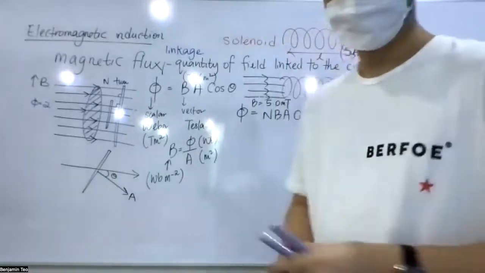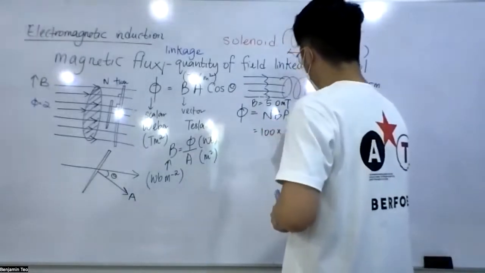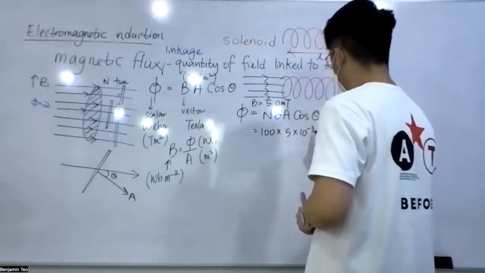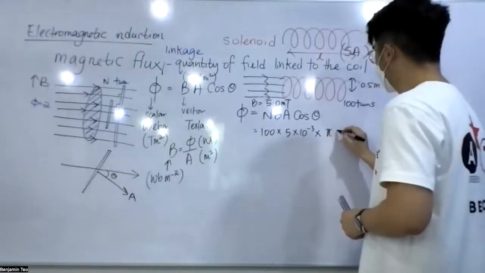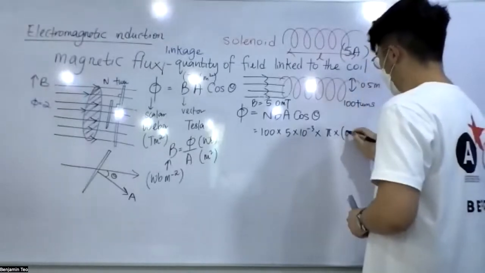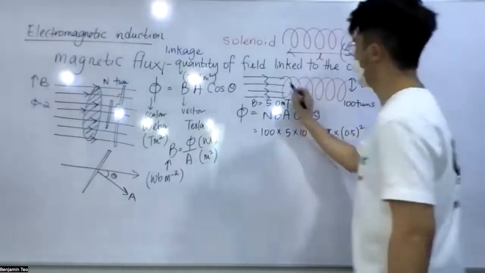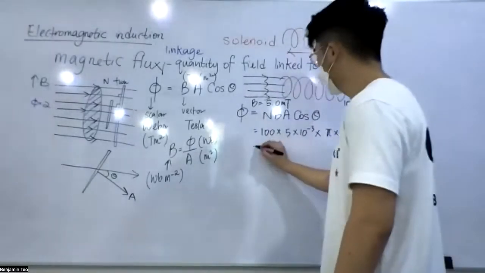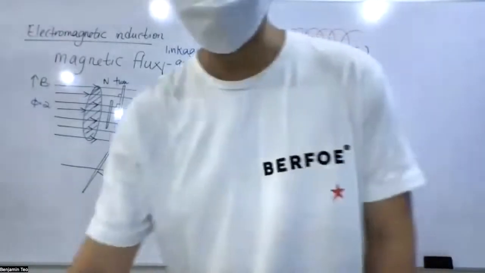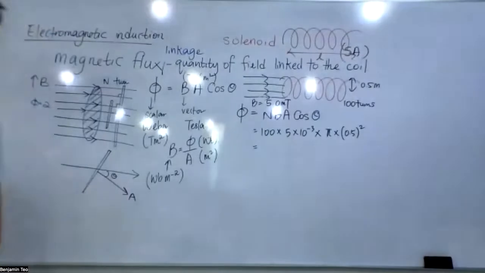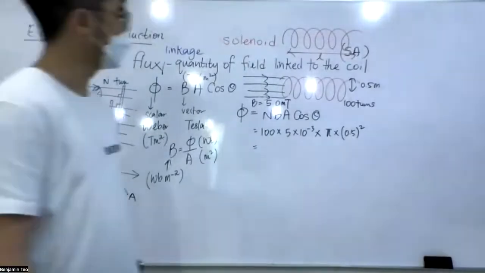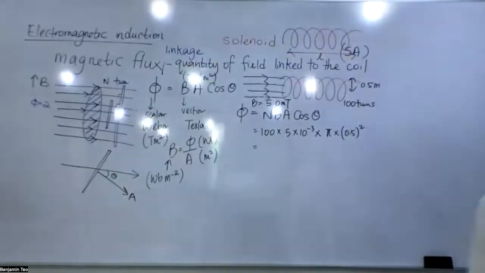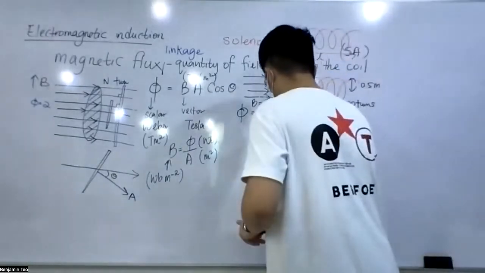Okay, we just put in 100 times 5 times 10 to the minus 3 times pi R squared, 0.5 squared. This is perpendicular, so we will drop the cos theta. Okay, we get how much? 0.39. Okay, unit? 0.39.